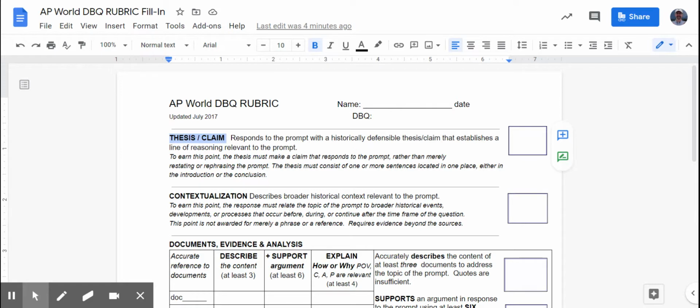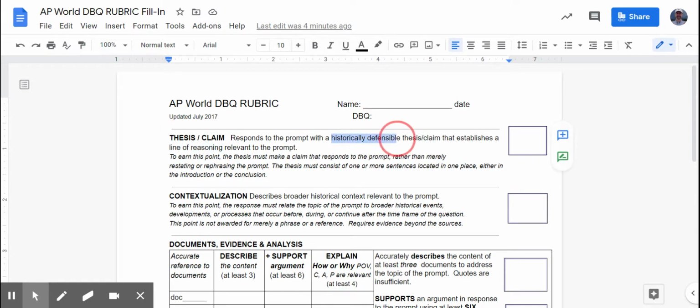The first quality that's required is a thesis or claim. And we're just going to call it thesis. You have to respond to the prompt. That almost always means using keywords from the prompt with a historically defensible thesis that establishes a line of reasoning. Okay, now let's unpack what that means.